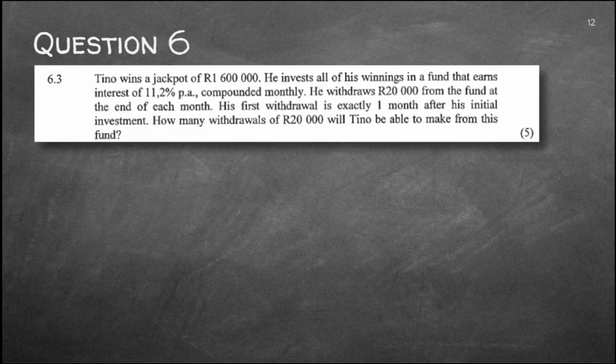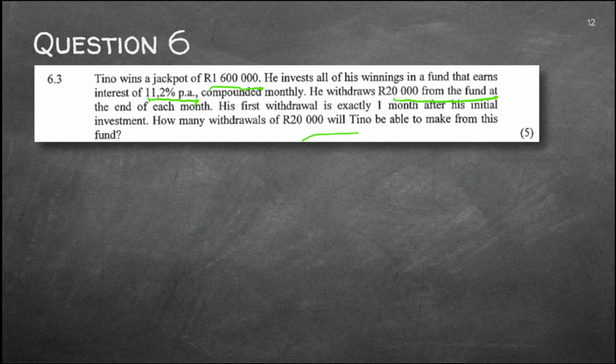Let's quickly have a look at the last question. Tino wins the jackpot of 1.6 million. He invests all of his winnings in a fund that earns an interest of 11.2% per annum, monthly compounded. He withdraws 20,000 rand from the fund at the end of each month. His first withdrawal is exactly 1 month after his initial investment. How many withdrawals of 20,000 rand will he be able to make?